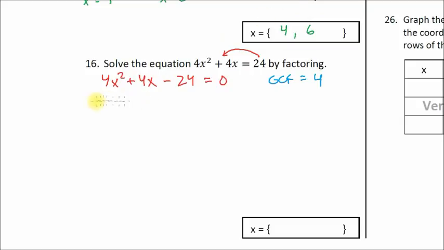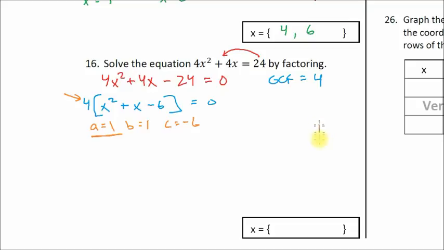Let's pull that GCF out. So we're going to pull out the 4, and we're left with x squared plus x minus 6 equals 0. Let's check our work. 4 times x squared is 4x squared. 4 times x is 4x. 4 times negative 6 is negative 24. Looking good. Let's go ahead and identify our new a, b, and c values. So class, I want to show you, even though a started off as 4, because a equals 1 now, we get to use our shortcut. Just don't forget to keep this GCF in the final solution.